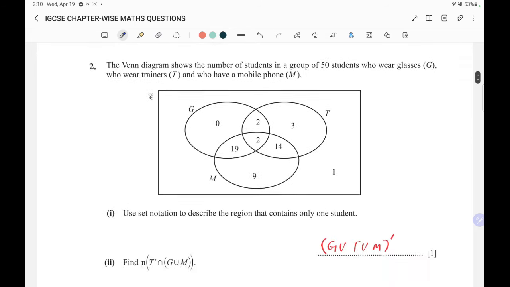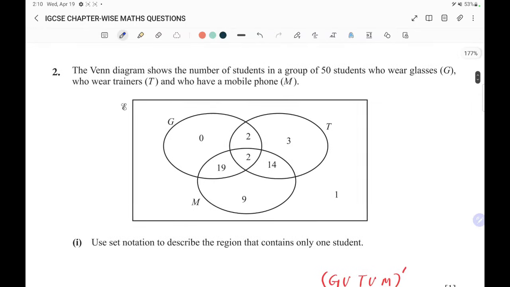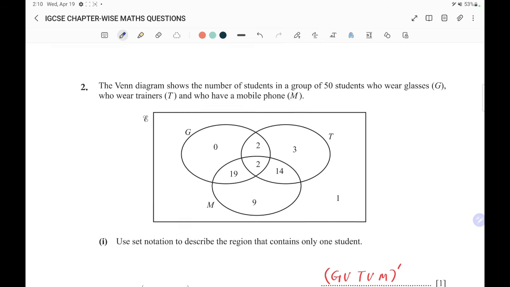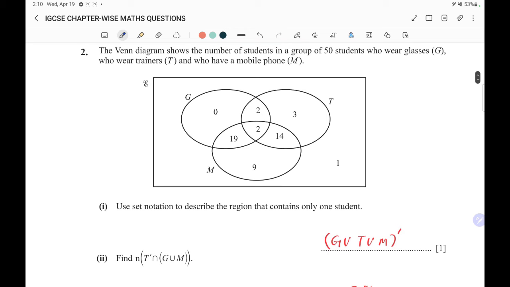Okay, now move to the next question. It says the Venn diagram shows the number of students in a group of 50 students who wear glasses G, who wear trainers T, and who have a mobile phone M. So this is already given to us. Use set notation to describe the region that contains only one student.